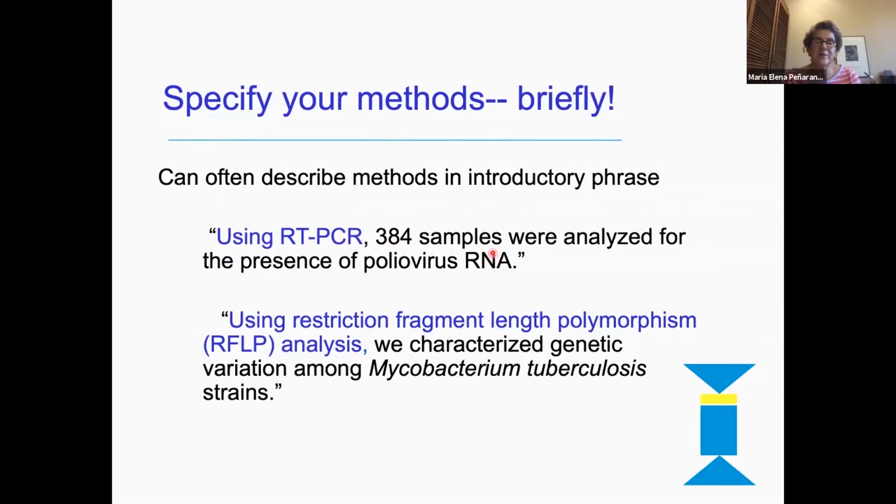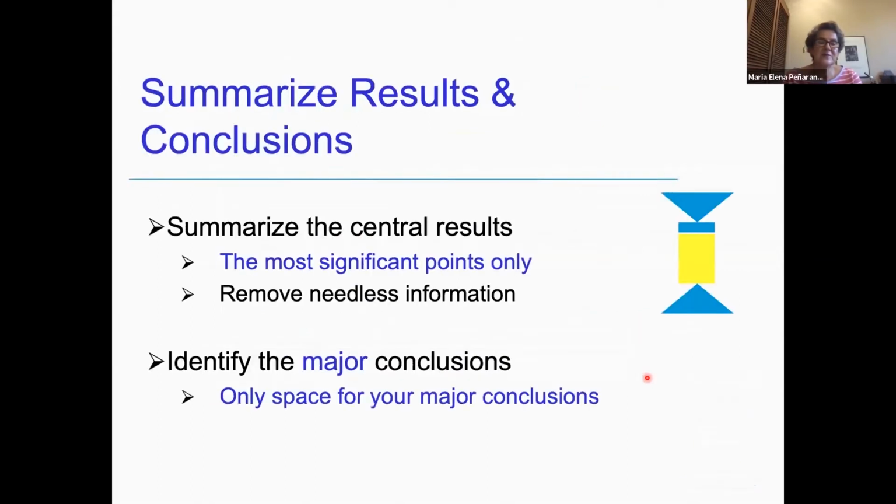So you are stating the problem, and you can introduce the methodology very briefly. Using restriction fragment analysis, we characterized the genetics of tuberculosis strains. So these are just kind of redundant examples for you to have, in case, to give you orientation. Then you summarize the results and conclusions. Summarize the central results, the most significant points only, and remove needless information.